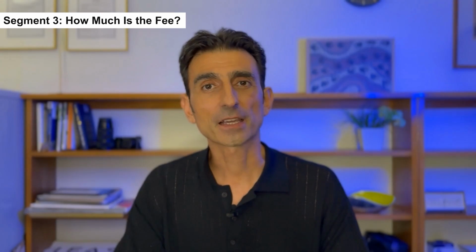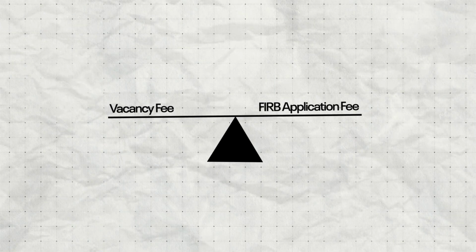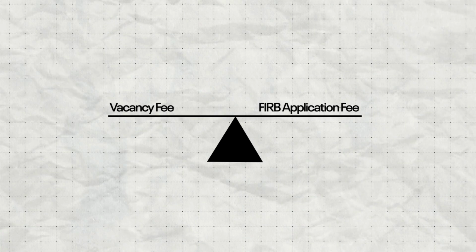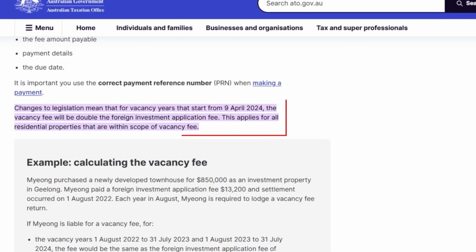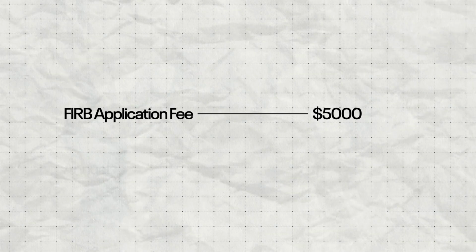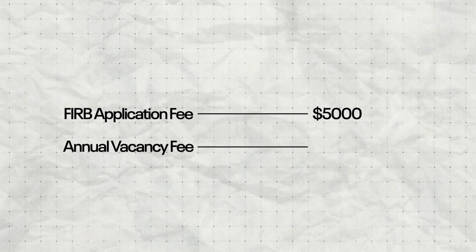The vacancy fee is generally equivalent to the initial Foreign Investment Review Board application fee you paid when you purchased the property. As of the 9th of April 2024, the Australian government has doubled the vacancy fees for all foreign-owned dwellings purchased since the 9th of May 2017. For example, if your FIRB application fee was $5,000, your annual vacancy fee will now be $10,000, so double the FIRB fee.